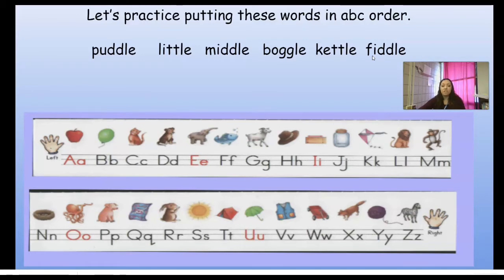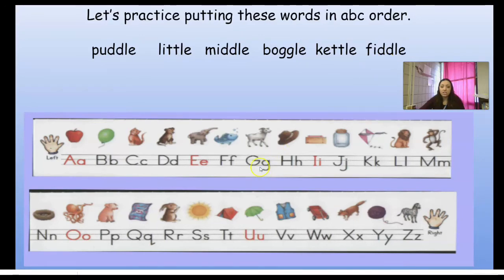Which one would come first? We're going to go through our alphabet. Do we have any words that start with A? No. Do we have any words that start with B? Yes, we have boggle. So boggle would come first in ABC order. Do we have any words that start with C now? No. How about D? No. E? No. How about F? Yes, we have this word over here. We have fiddle, fiddle. So far we have boggle and fiddle to go in ABC order.